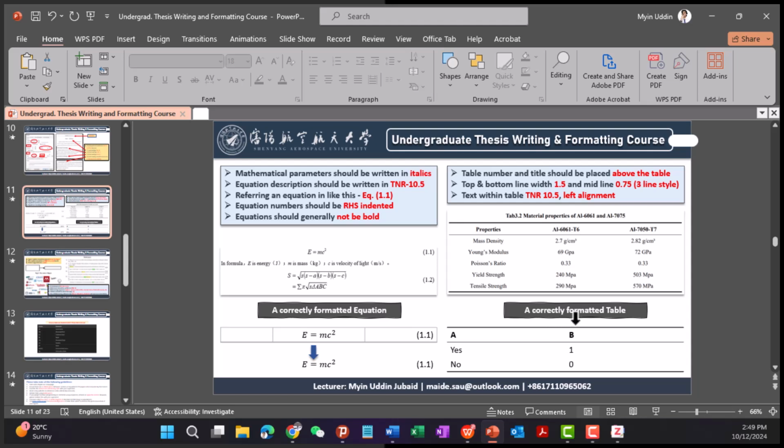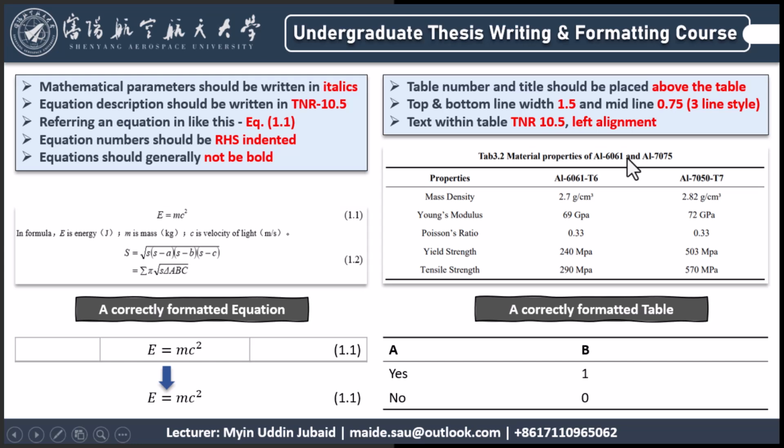Now for the table, there are also some rules. The text inside the table should be 10.5 Times New Roman, and sometimes your professor or supervisor might say it should be aligned center, not right or left, so just follow your professor on that. The table caption should be on top. A table caption means something like this one, Table 3.2, and then the caption. For a figure the caption should be below, but for a table it should be on top.